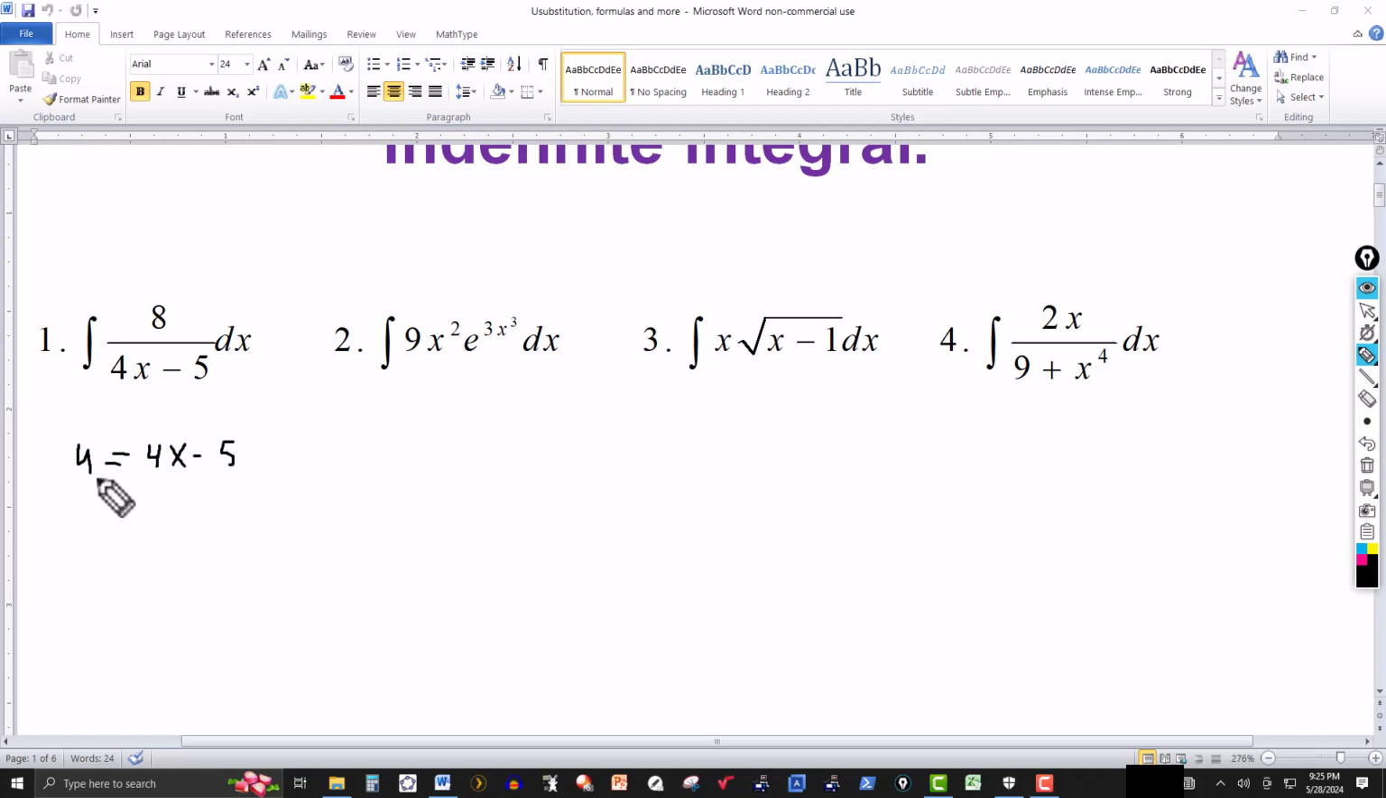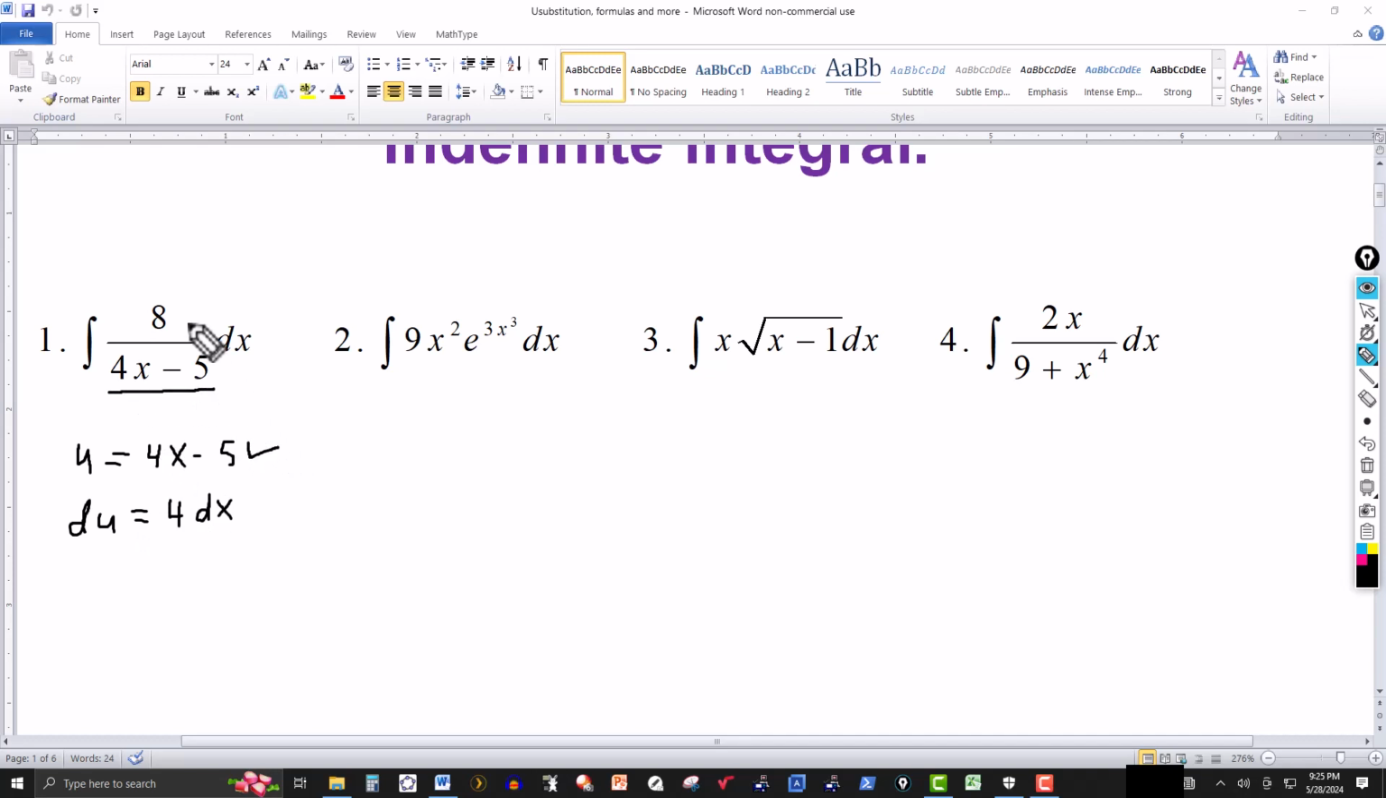Then we take the derivative of both sides. The derivative of u on the left side would be just du. And on the right side, the derivative of 4x minus 5: the derivative of 4x is 4, and the derivative of the constant minus 5 is 0. So this just gives me 4 dx. So notice, 4x minus 5 is going to be my u.